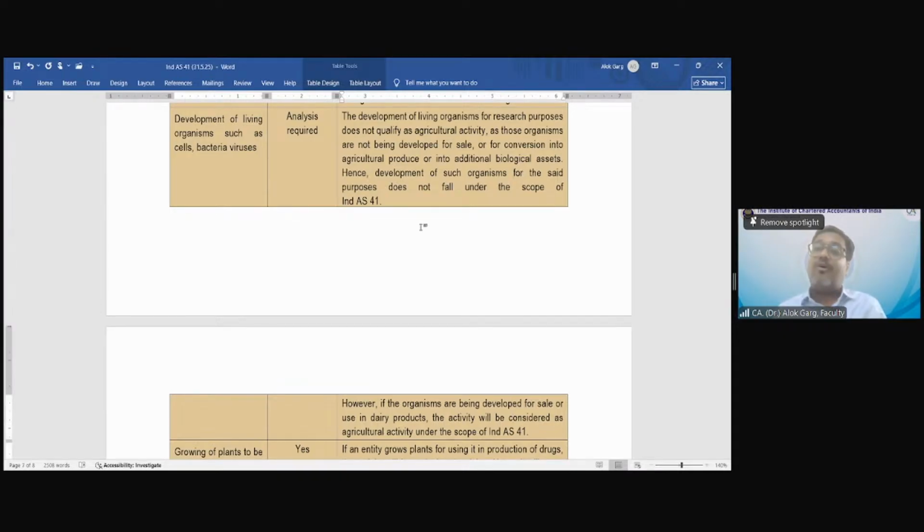However, if the organisms are being developed for sale or use in dairy products, you remember in our childhood we heard that for converting milk to curd, for formation of curd from milk, it required two kinds of bacteria, lactobacillus, and there were names of the two bacteria. Do you know the name of those two bacteria which convert milk to curd?